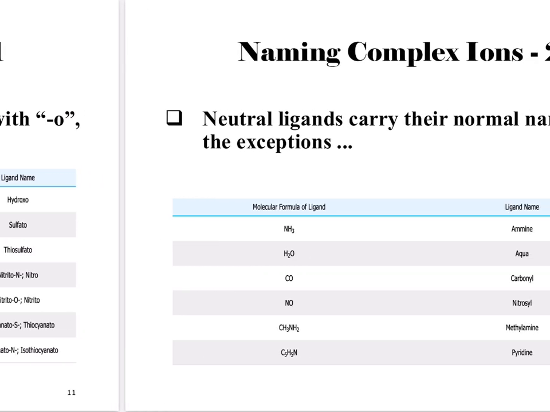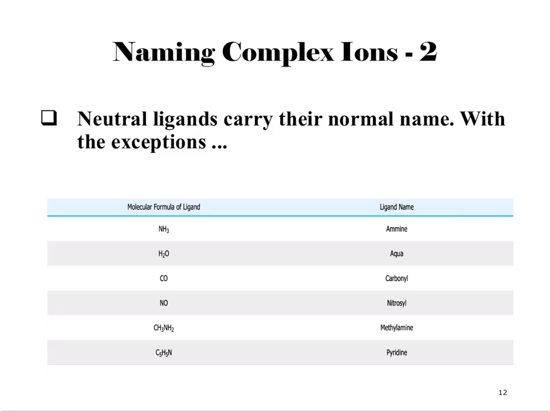Neutral ligands carry their normal name with some exceptions. So ammonia becomes amine, water, or hydrogen oxide dihydride, becomes aqua, carbon monoxide becomes carbonyl, nitrogen monoxide becomes nitrosyl, methylamine, so that's just another type of amine, and then pyridine. These are all different compounds. These just have unique names, right?